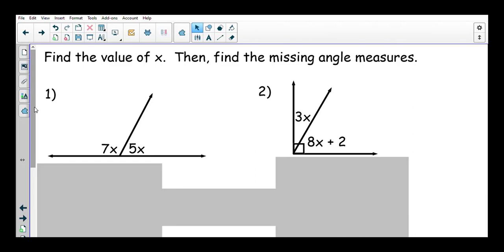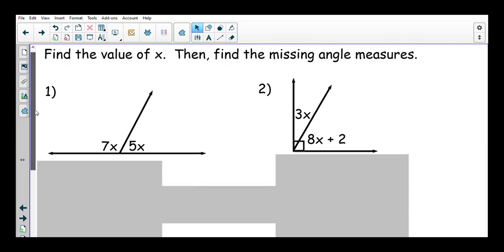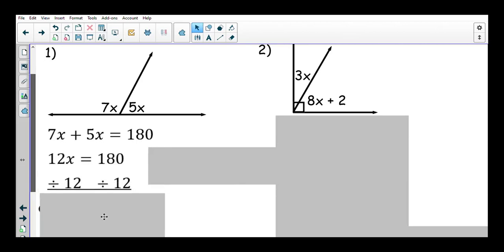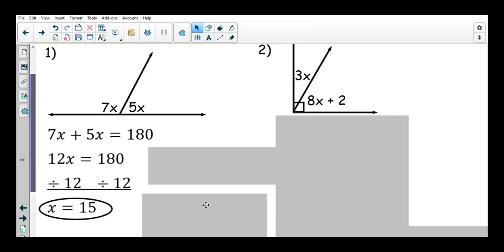All right, hopefully you did pretty well with these. Let's go ahead and take a look at number 1. We know that these angles are supplementary angles, which means they add to 180 degrees. So we can write 7x plus 5x equals 180. 7x plus 5x is going to get us 12x equals 180. Divide both sides by 12. We get x equals 15.